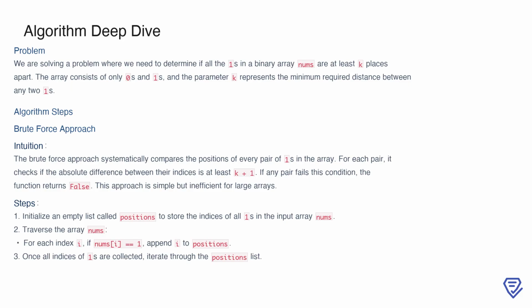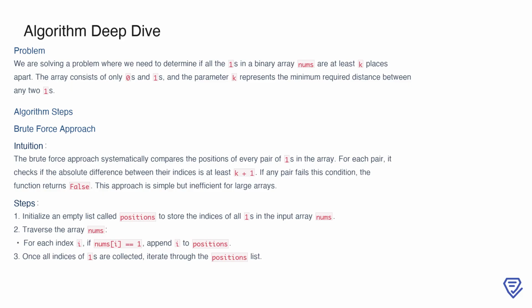The intuition behind this approach is simple: we identify the positions of all the 1s in the array, and then compare every pair of indices to ensure the distance between them satisfies the condition. Specifically, for each pair of indices, we calculate the absolute difference and check if it's at least k plus 1. If any pair violates this condition, we know the answer is false.